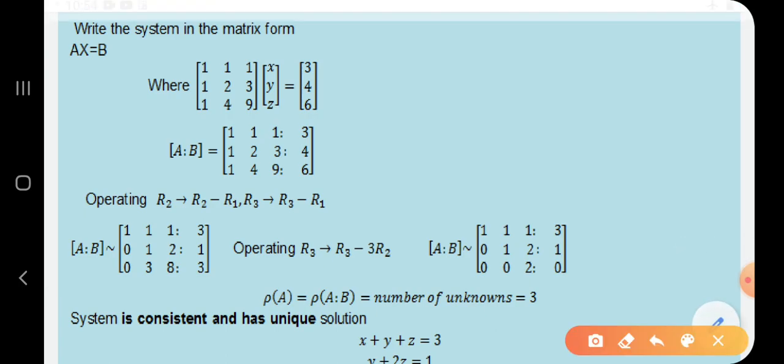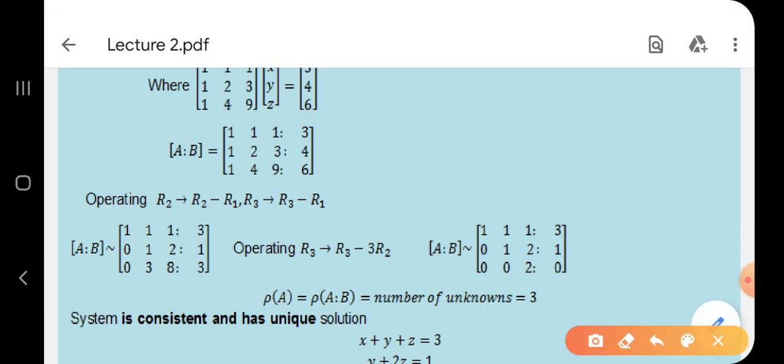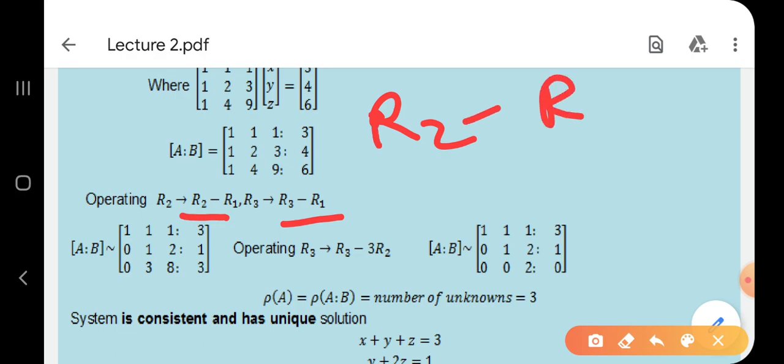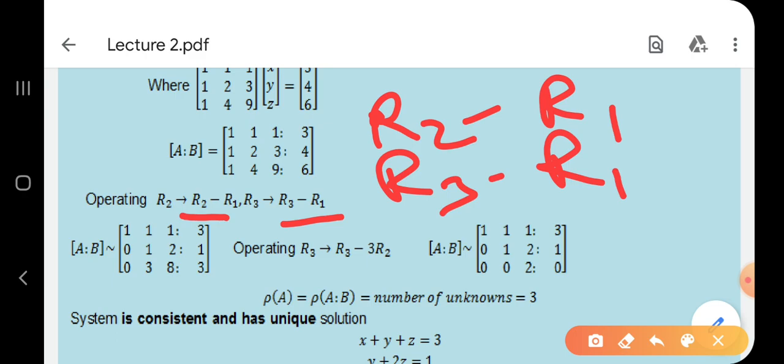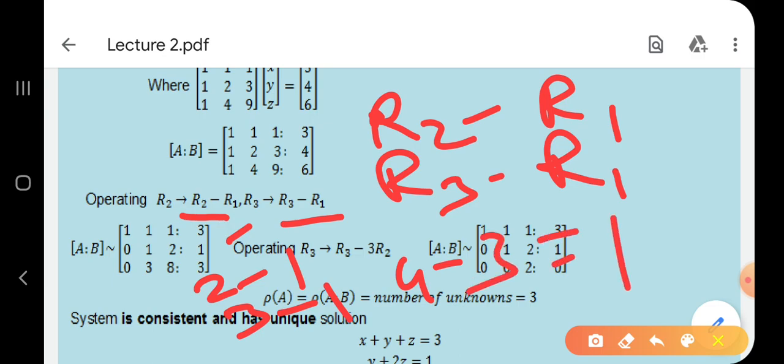We take the augmented matrix AB and reduce it into canonical form, which means I have to make this 1 and below it 0. So for that, which are my operations? R2 minus R1, R3 minus R1. Now do it. First row as it is, 1 1 1 3. Then 1 minus 1 is 0, 2 minus 1 is 1, 3 minus 1 is 2, 4 minus 3 is 1. So we write 1.